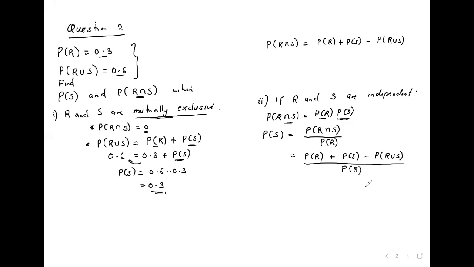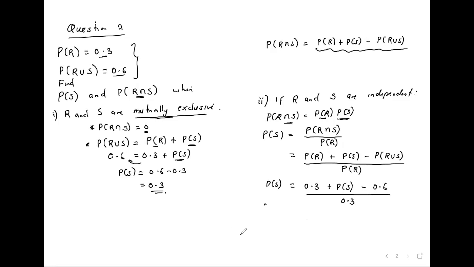Okay. So for the intersection, now we are using this one here. So we know the probability of R is 0.3, plus the probability of S we don't know, but we know the probability of R union S is 0.6. And then we are multiplying by the probability of R, which is 0.3. This is the probability of S.